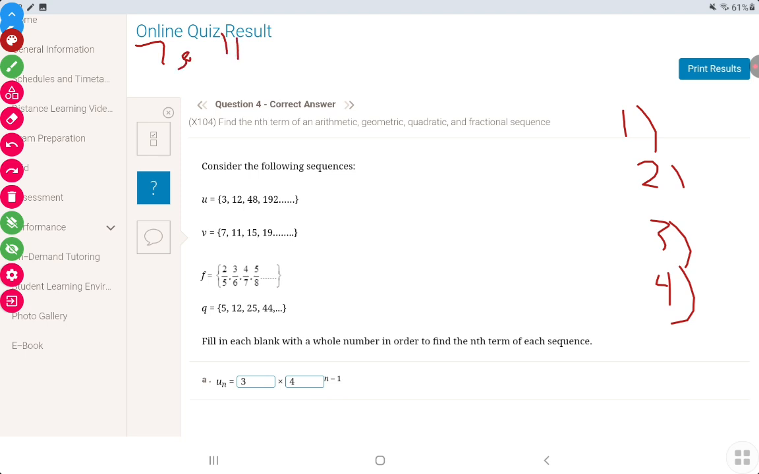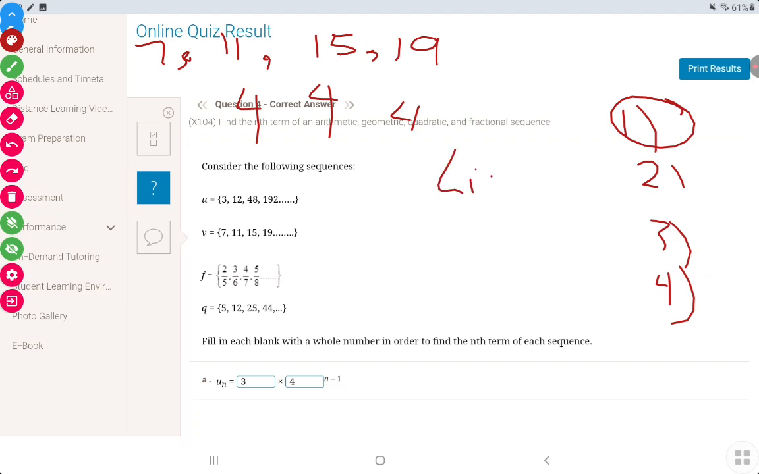7, 11, 15, 19. First we check if it's arithmetic. We do 11 minus 7, we get 4. 15 minus 11, 4. 19 minus 15, 4. So this is an arithmetic and linear sequence. So how do I find the general term? A linear sequence has its general term, and an arithmetic sequence has its general term. So how do I know which one to use? They both give you the same answer.